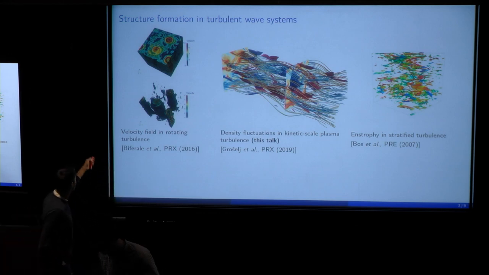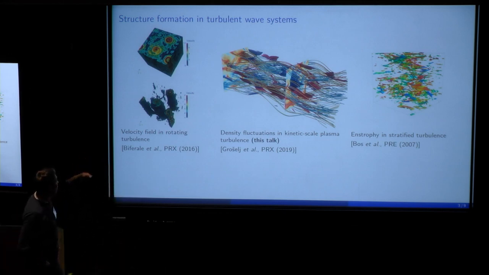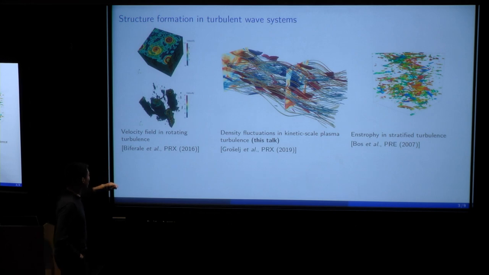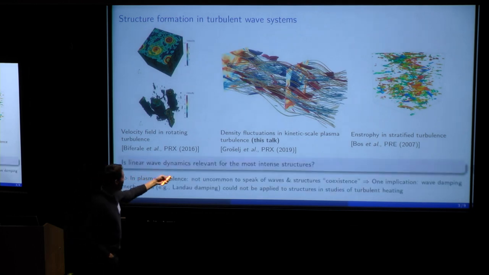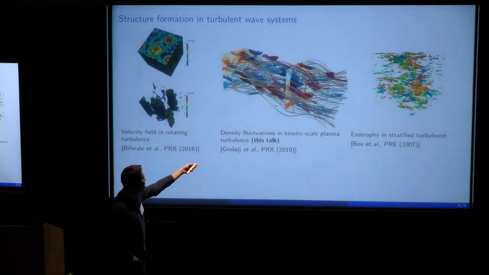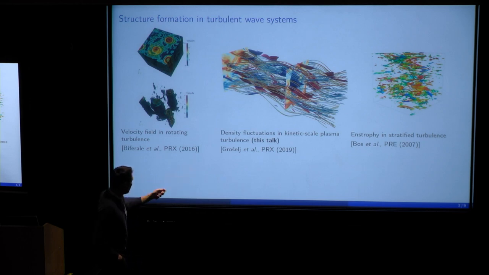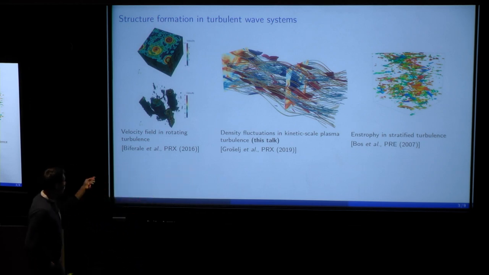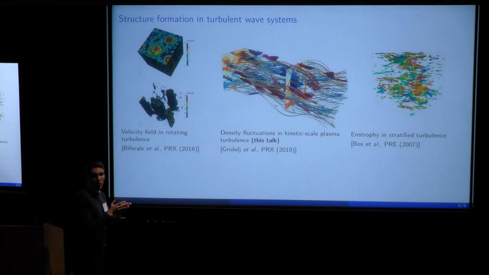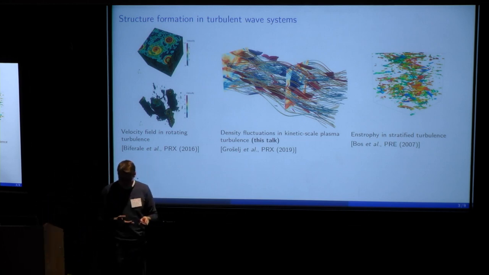Here on the left, we see some examples from rotating turbulence, for example. Here in the middle is a picture from one of my own kinetic simulations showing electron density fluctuations, and this line shows the magnetic field lines. And here's an example of the entropy in stratified turbulence. So we have these localized intense structures forming.